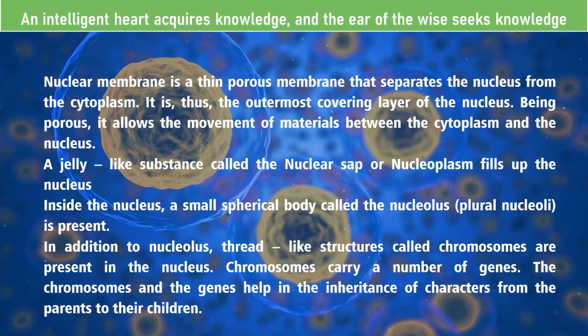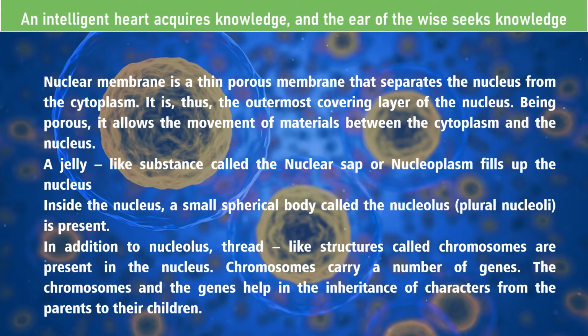Okay, so fine. The first part we are going to understand is the nuclear membrane. Nuclear membrane is a thin porous membrane that separates the nucleus from the cytoplasm. The same function as your cell membrane. Just as cell membrane separates one thing from another, or one cell from another cell, in the same way the nuclear membrane separates the nucleus from the cytoplasm. We know that within a cell there are two things, cytoplasm and nucleus, and this nuclear membrane separates your nucleus and cytoplasm.